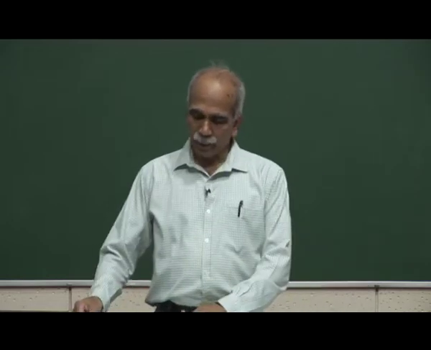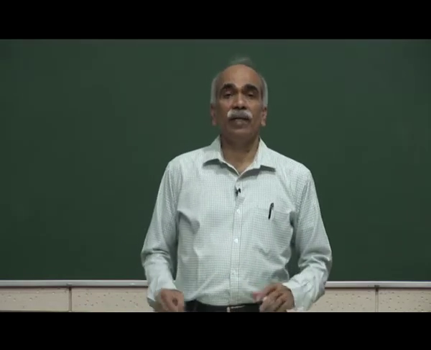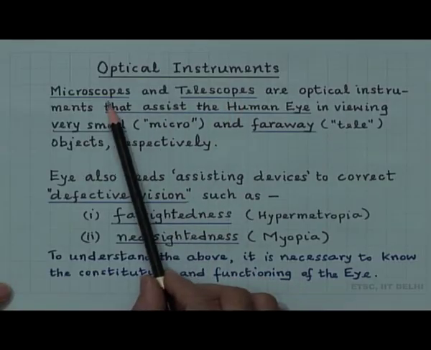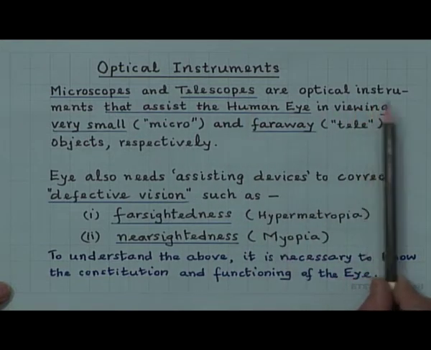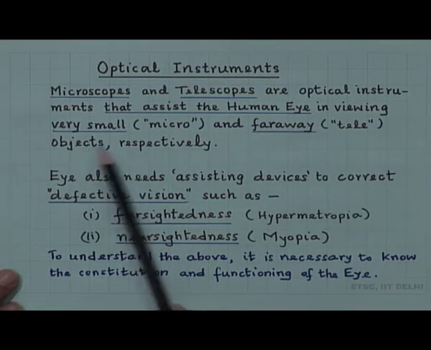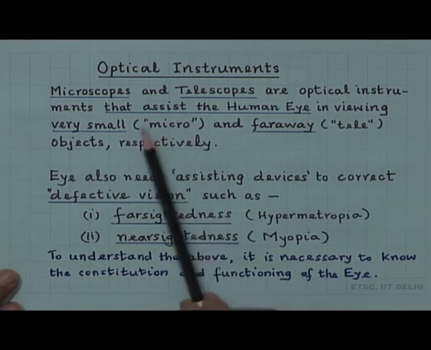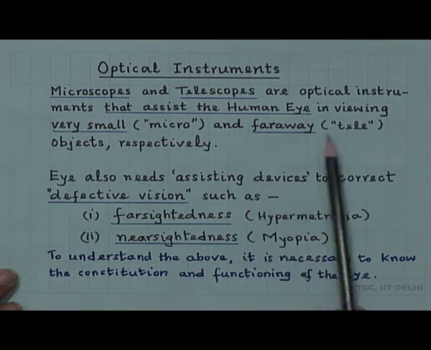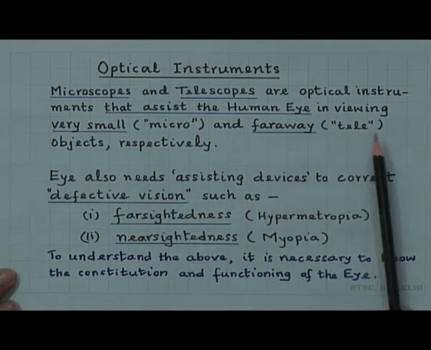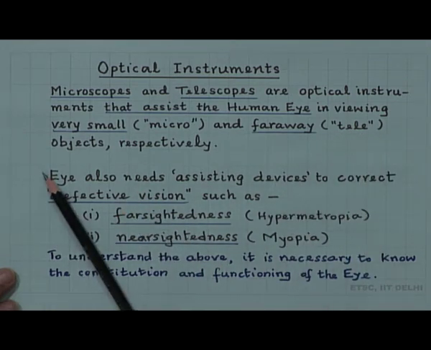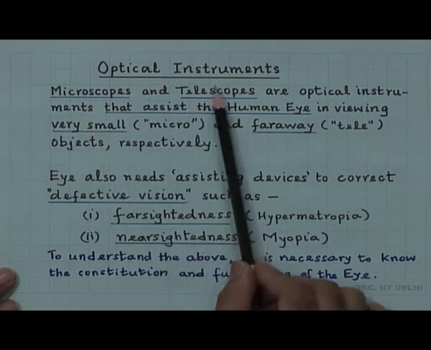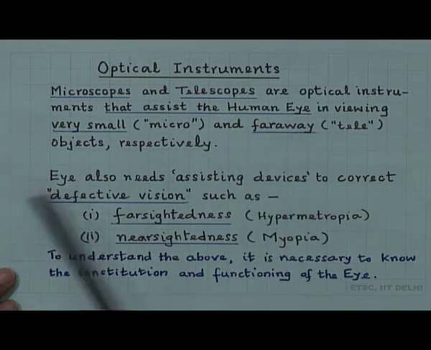So, optical instruments, in particular we are interested in microscopes and telescopes. Microscopes and telescopes are optical instruments that assist the human eye in viewing very small objects, micro standing for very small, and far away objects, tele meaning at a distance or at a remote place. So, microscope is for very small objects and telescope is for far away objects respectively.